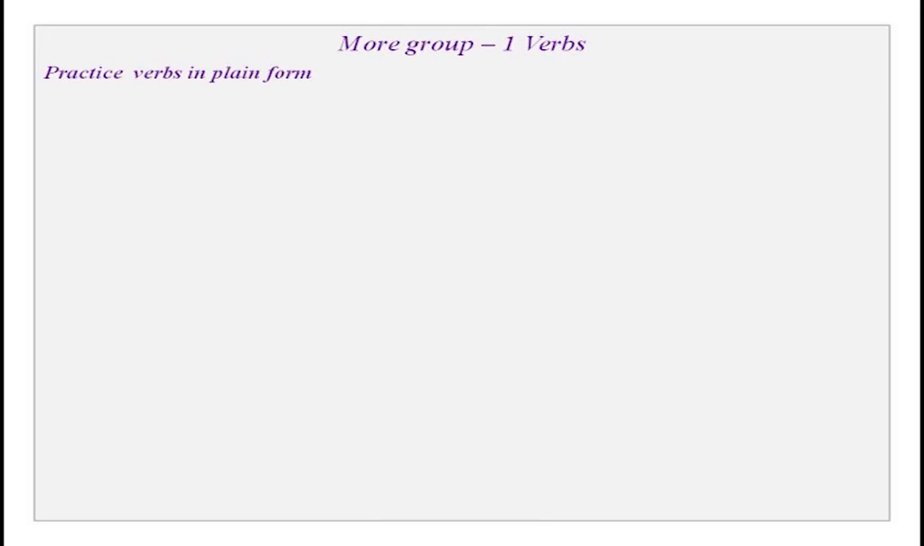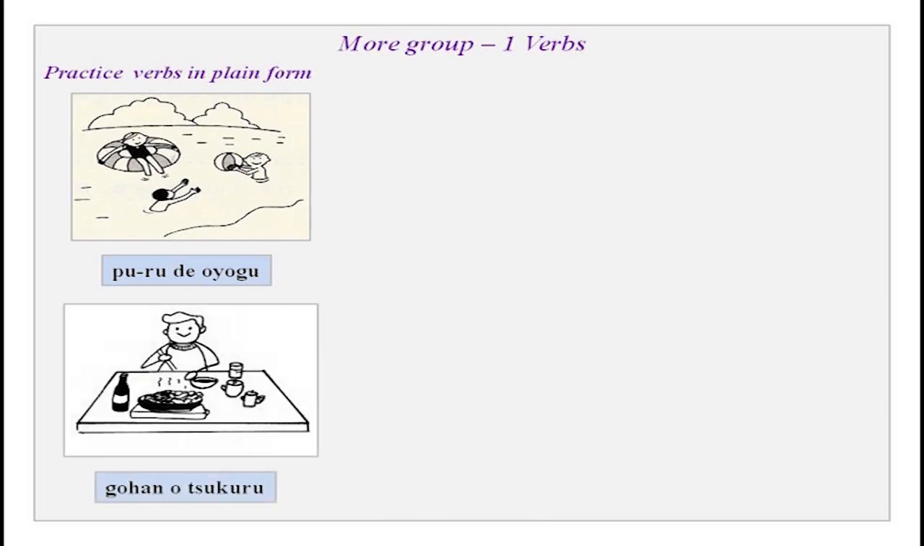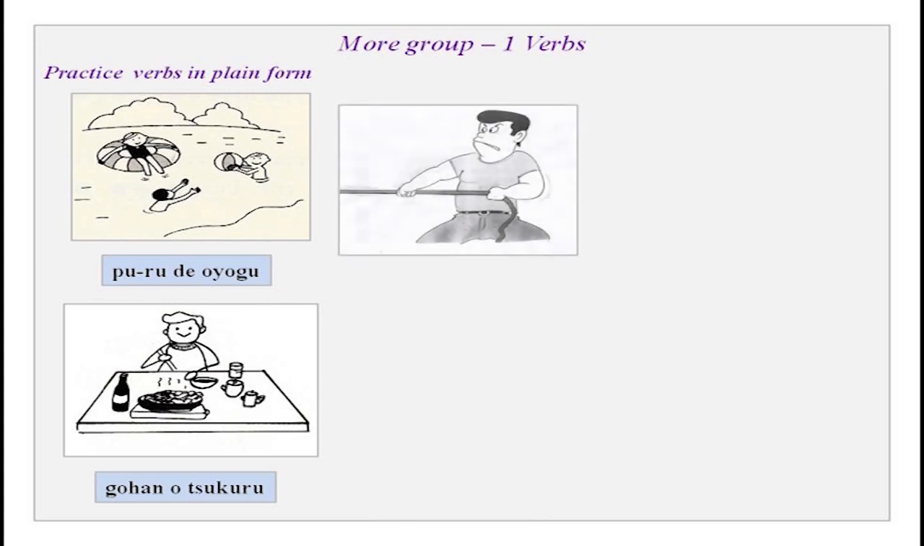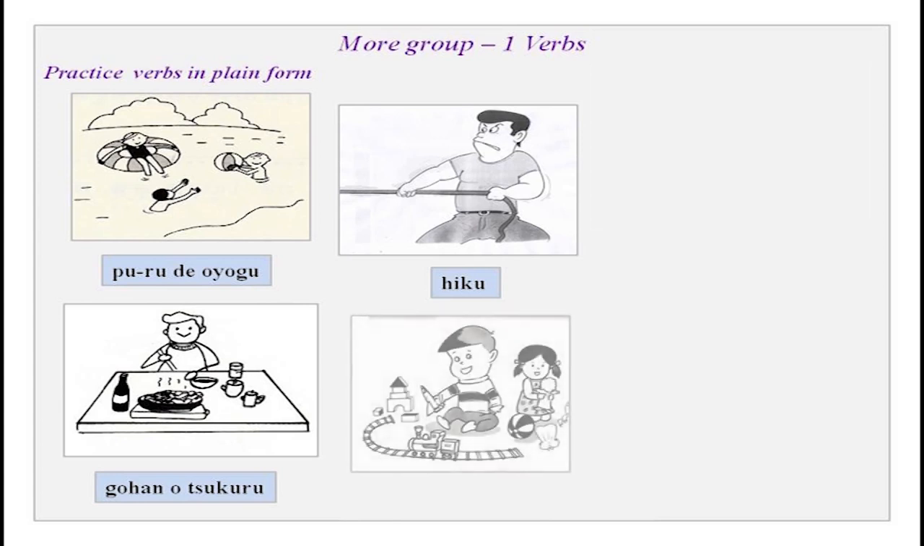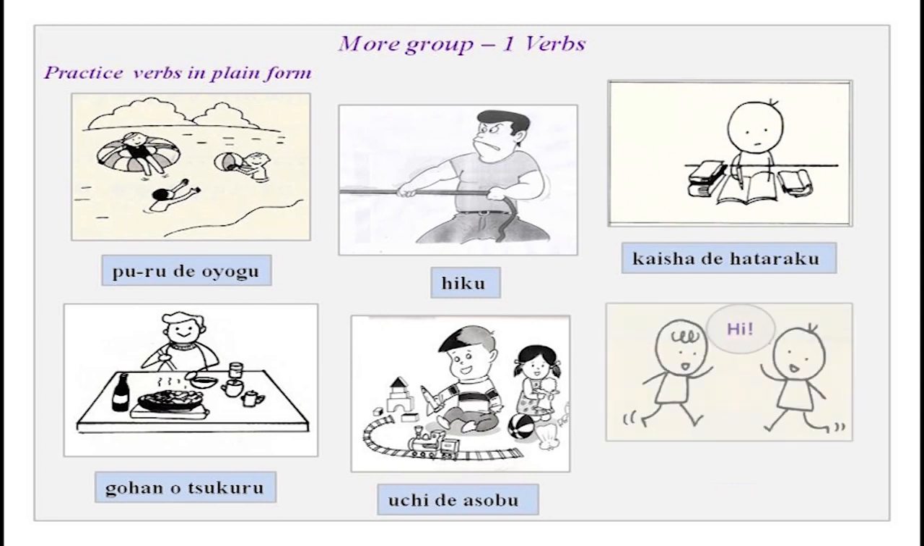Now, there are more group 1 verbs for you. You have done this picture earlier. Swimming, pool de oyogu. So, now the practice is for you to learn the verbs in plain form, in the base form, in the dictionary form. Making something, gohan o tsukuru. Pulling the rope, hiku. Children are playing, asobu. Working or studying. Studying is benkyo suru, to work is hataraku. Then meeting, greeting with a hi, and what is that? Au. Au is to meet.